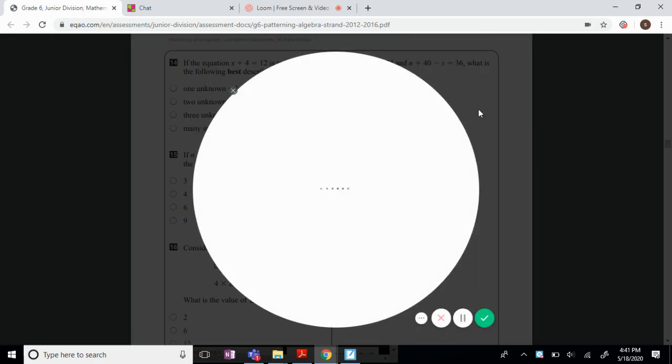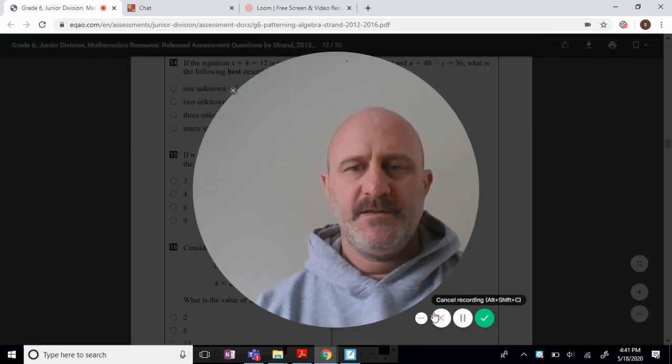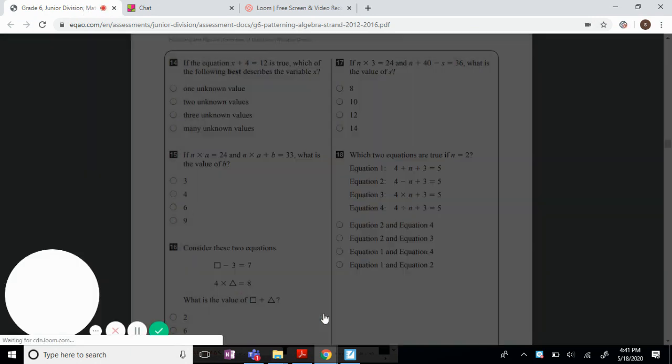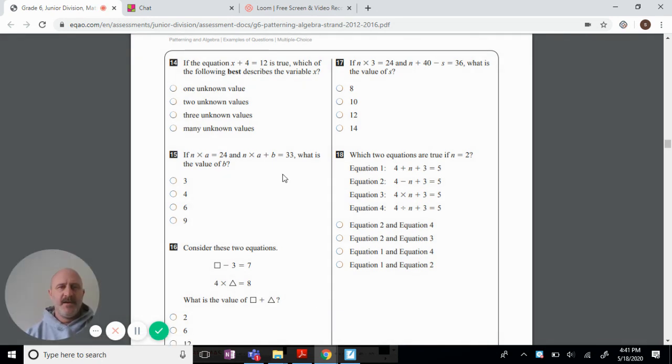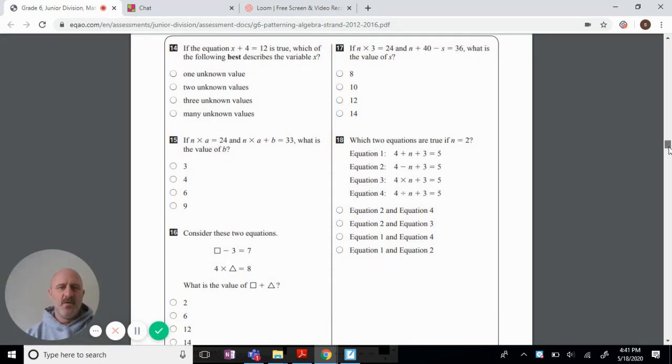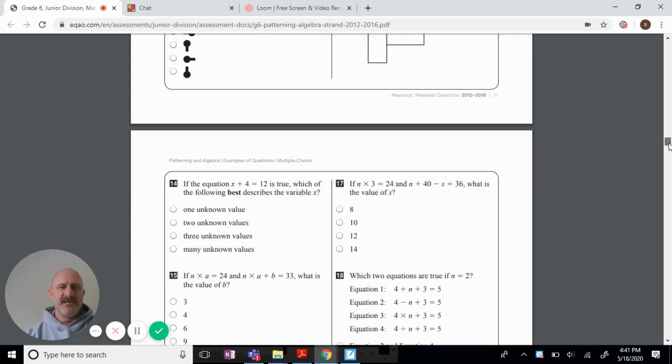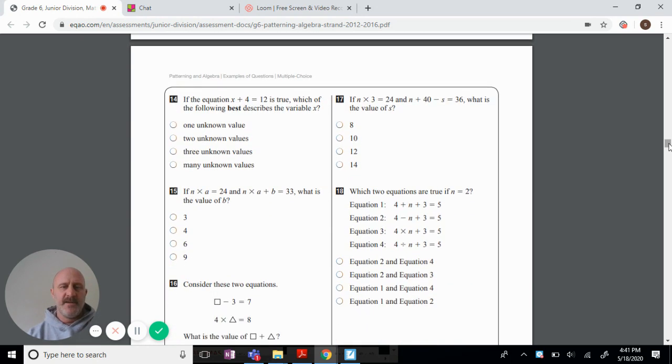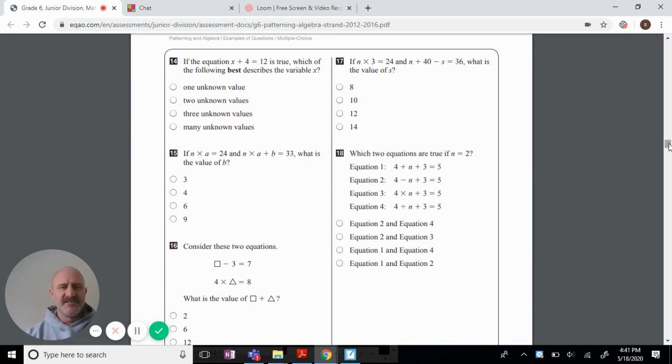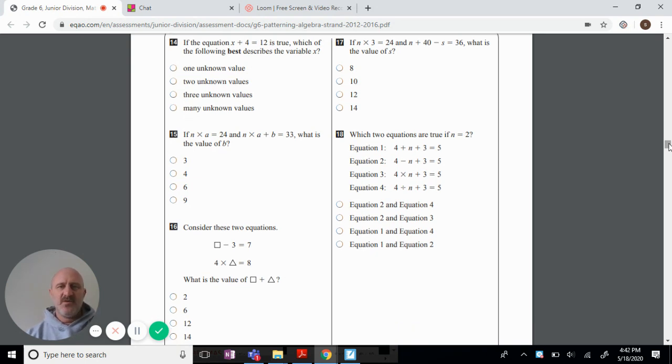this one here, okay? So let me just show you. So in this question, which is an EQAO multiple choice question, which is actually going to be the basis for your assignment this week, and you guys can read about that in the week at a glance and on our posting sites. A classic question is this: which two equations are true if n equals 2?